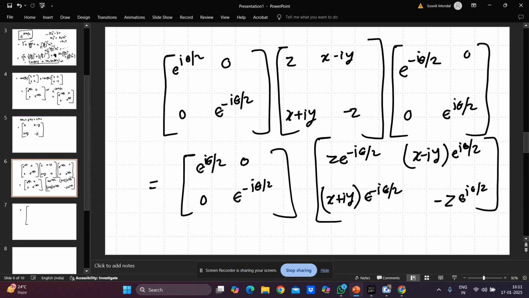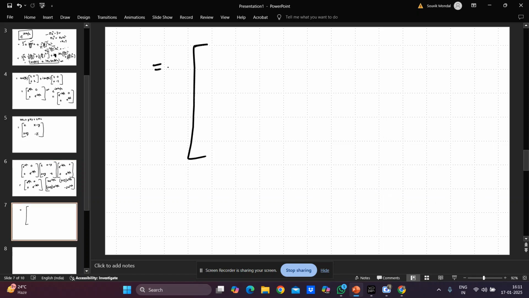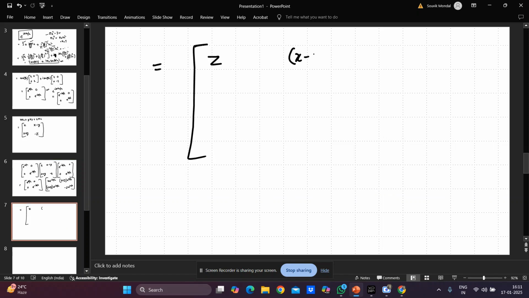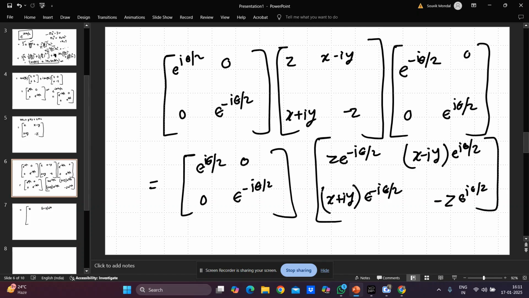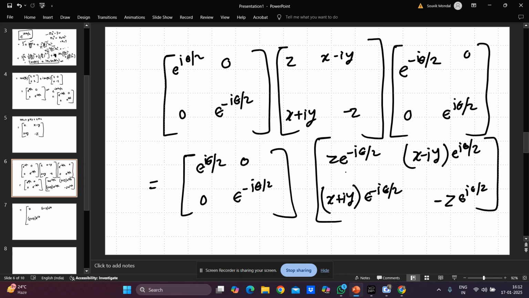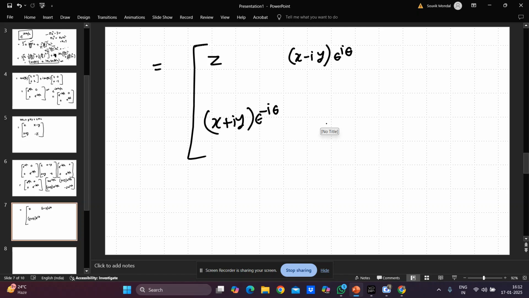That is row 1 column 1, so it remains z. Okay, row 1 column 2: x minus iy into e to the power i theta, right? Then 0, 0, and x plus iy into e to the power minus i theta, and finally this entry will remain minus z.